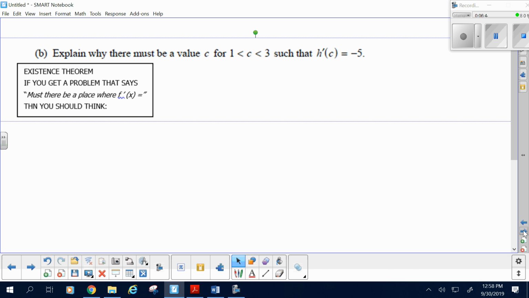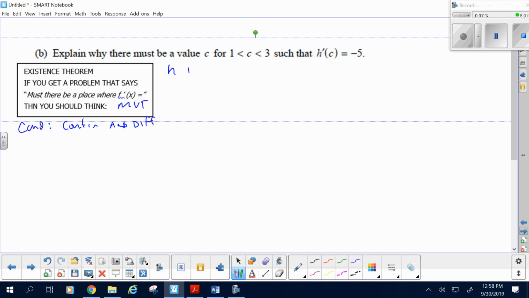Más o menos. This means there must be a place where the derivative is -5. What is this reference to? If they say, must there be a place where the derivative is something, you should think MVT. All right. So what are the conditions for MVT? Conditions continuous and differentiable. Now technically it's continuous on the closed interval, and differentiable on the open. But on the AP they don't get that picky. That said, good math is good math. So if you go that detail, that's fine.